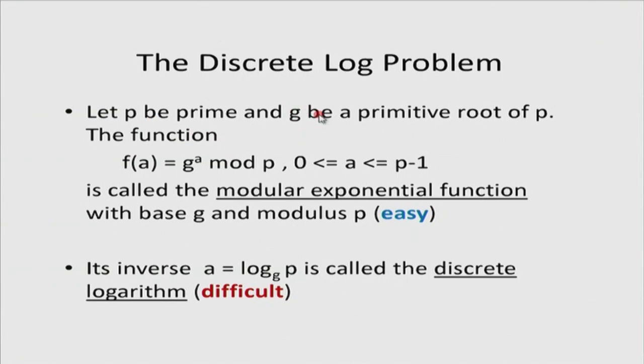So let me just define what is a generator. A generator is an element of the group which can generate all the other elements by performing that operation repeatedly on itself. So let's take an example of this. Let's consider the group Z7 star with the operation multiplication modulo 7. The elements of this group are 1, 2, 3, 4, 5, 6.